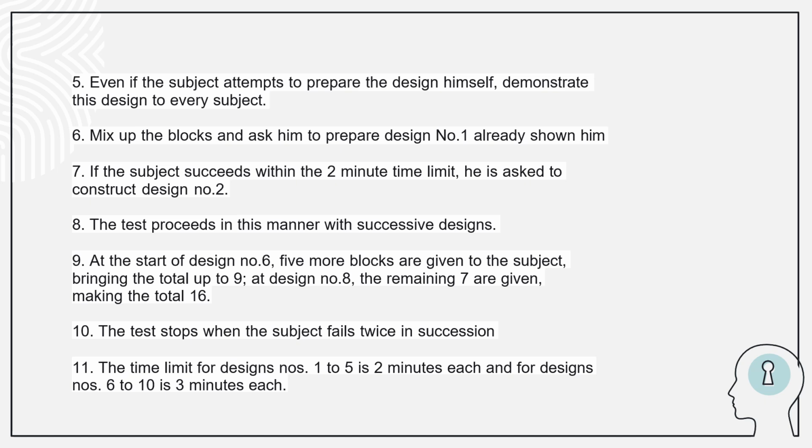The test proceeds in this manner with successive designs. At the start of design number 6, 5 more blocks are given to the subject, bringing up the total to 9. As we had seen previously, that image was for 9 blocks. And at design number 8, the remaining 7 are given to make a total of 16 blocks. So it is initially 4, then 9, then 16. The test stops when the subject fails twice in succession. And the time limit for design number 1 to 5 is 2 minutes each, and for 6 to 10 is 3 minutes each.